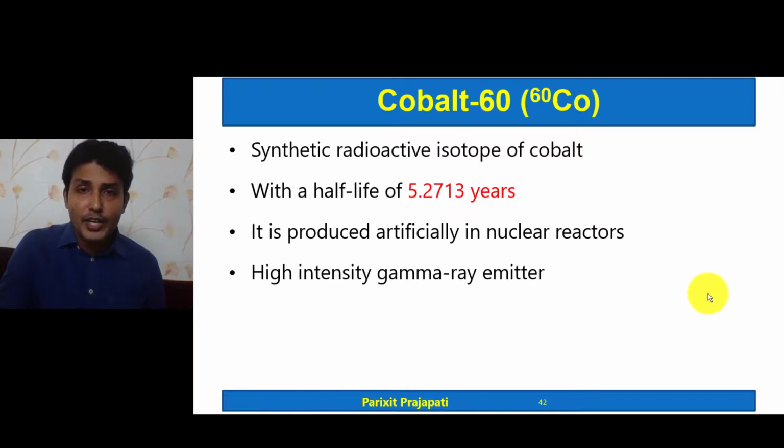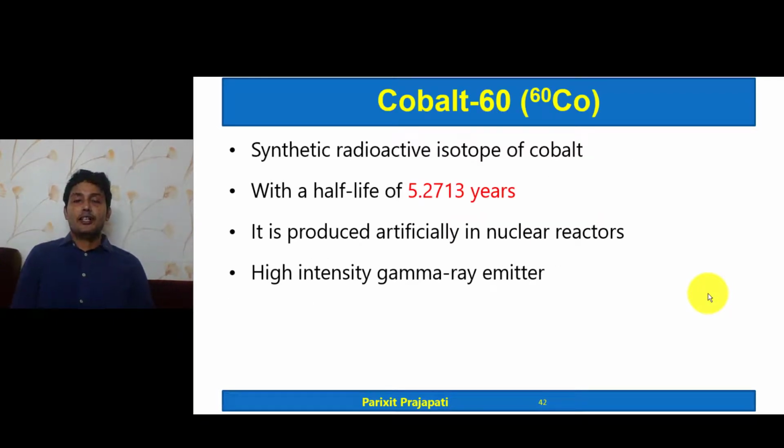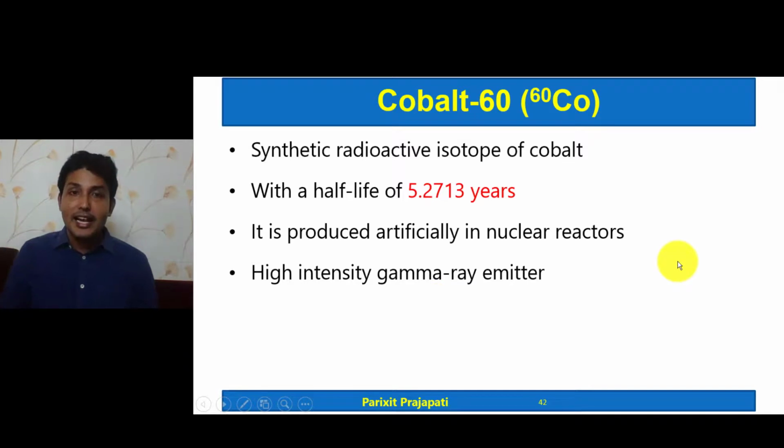Then cobalt 60. Again, this is not a naturally occurring isotope. It's a synthetic radioactive isotope of cobalt. Half-life is high, 5.2713 years. It is produced in a nuclear reactor and it emits gamma radiation. High intensity gamma radiation is emitted.